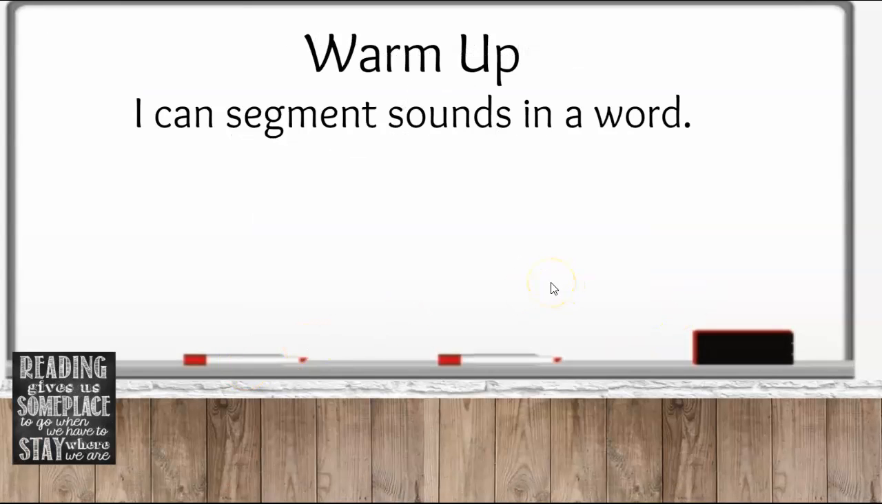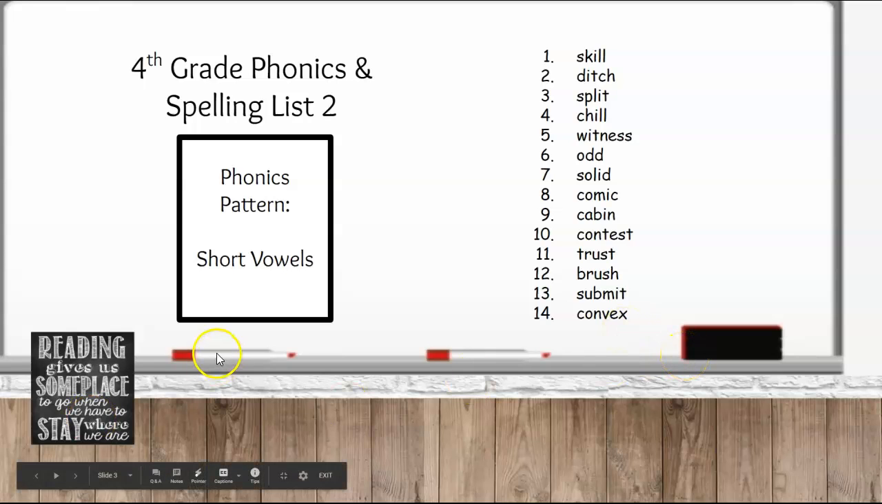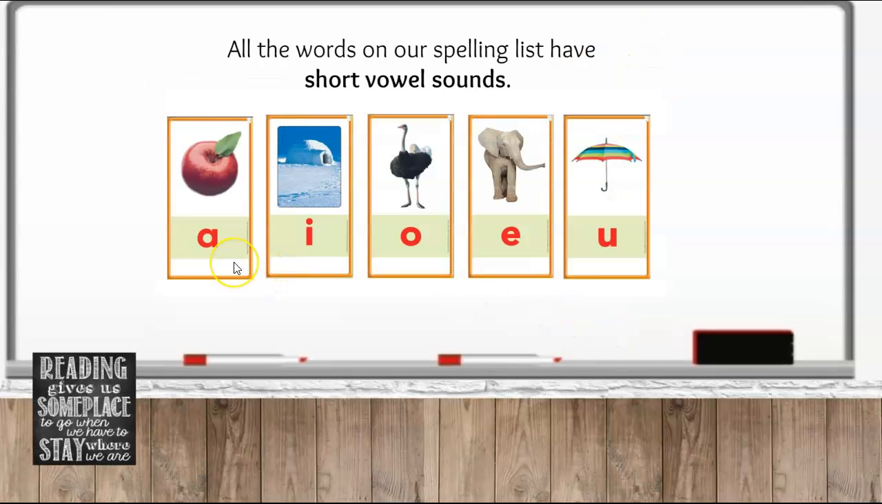So this says I can warm up, I can segment sounds in a word. So here are our words this week. We have 14 words. And remember, they all have short vowels, and some of these are going to be following our floss rule. So again, all of our words do have short vowels.